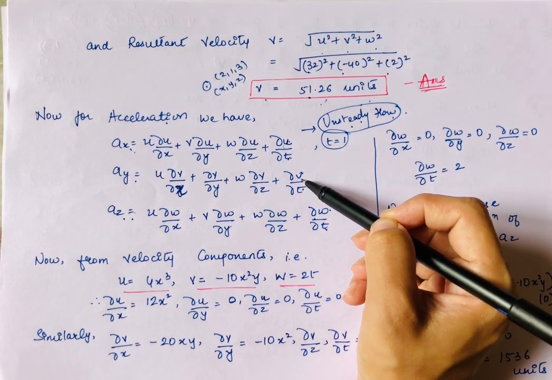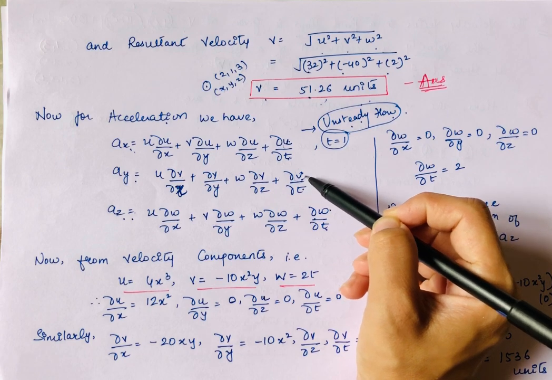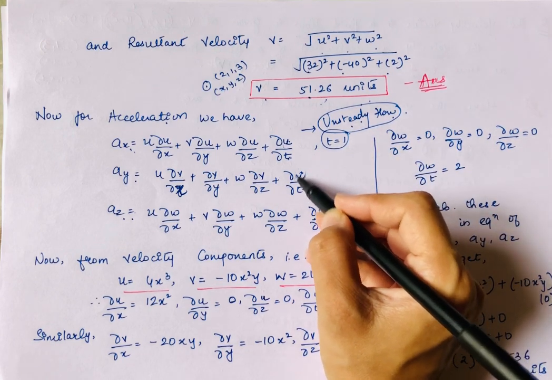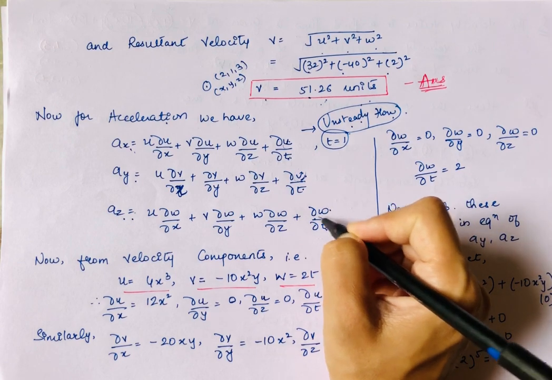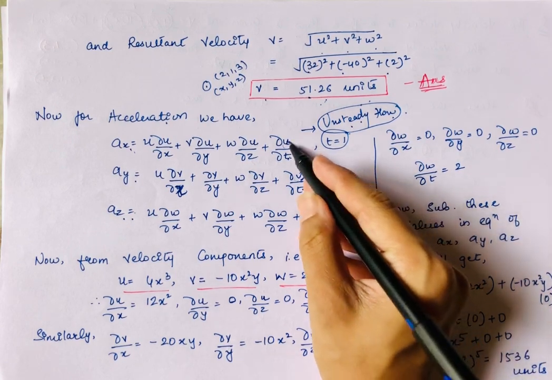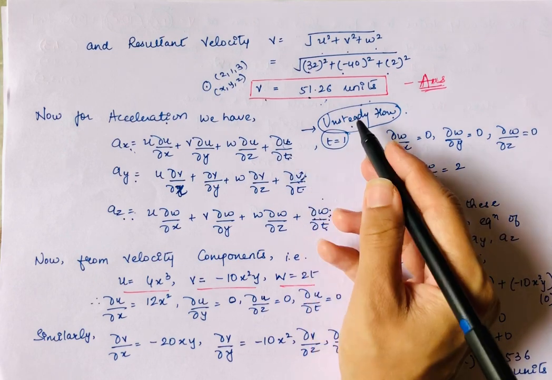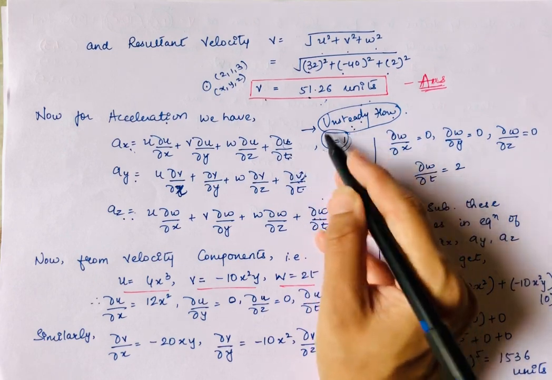Here velocity component small v, that is the component of resultant velocity in y direction, and small w is the velocity component in z direction. They all are changing with respect to time as the value of t is given in your question.